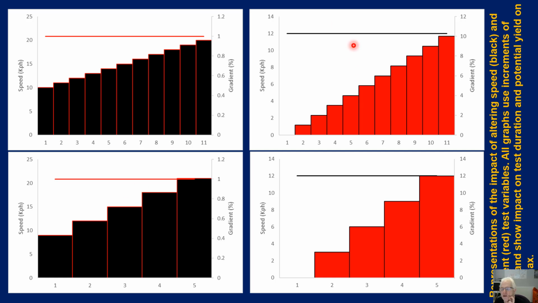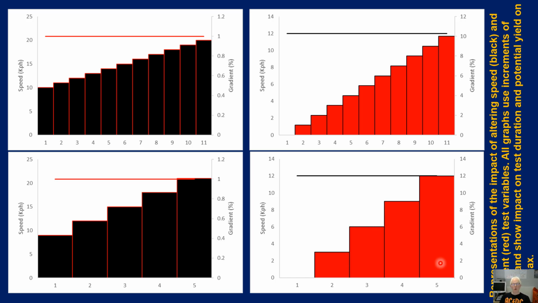These to here are where we are fundamentally holding the speed constant. So here the speed is held constant at 12 kilometers an hour, but now we're increasing the gradient by 1% every minute. Here we're increasing the gradient every 3 minutes, but the gradient increase is now bigger, you see the gradient is going from 3% to 6% and so on.